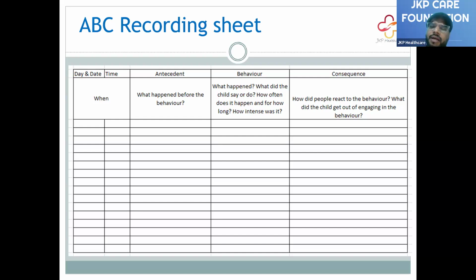For 2 days we gave him antacid, and light food, khichdi, porridge, all those things. But again the same behavior occurred. Then we realized that it is not related to diet. Then what was it? How did people react to the behavior? We settled and calmed him down. What did the child achieve out of the behavior? We don't know. How long did it happen? 10 to 15 minutes. After 15 minutes, the behavior settles.